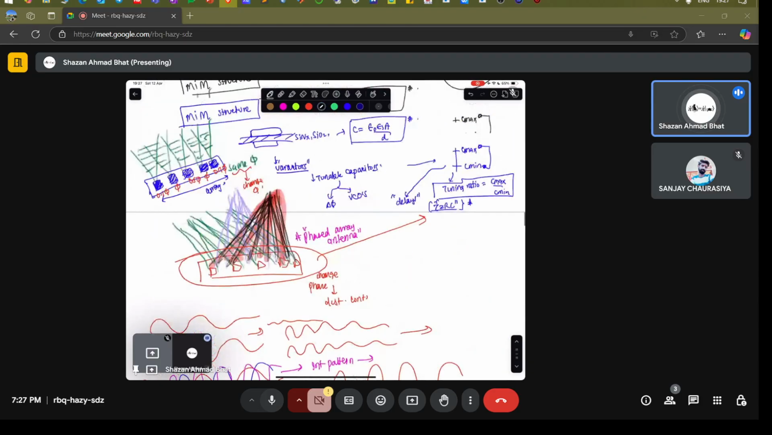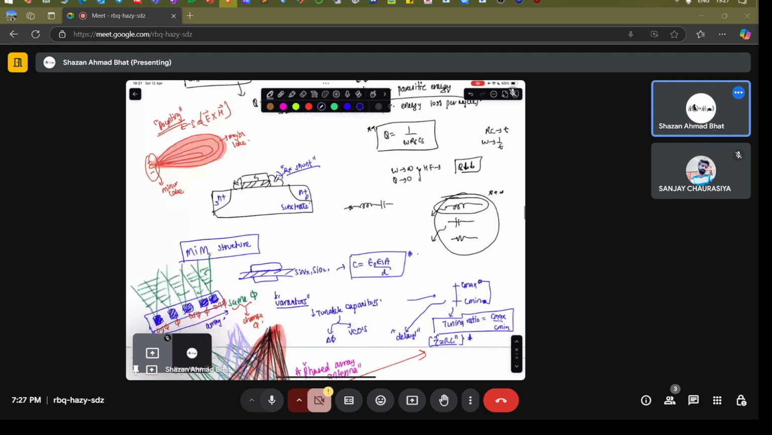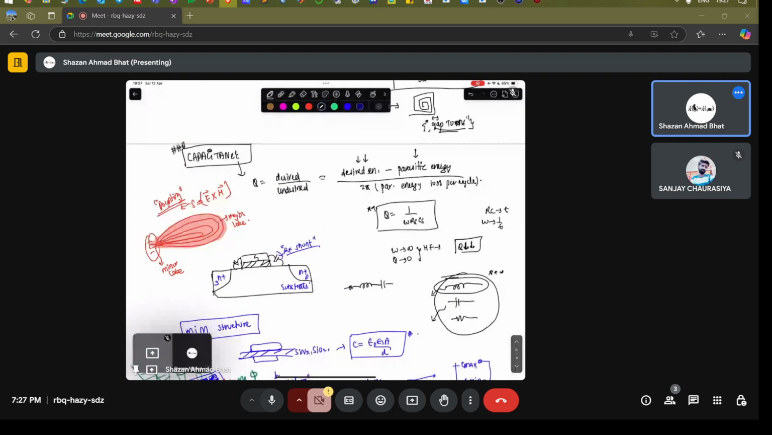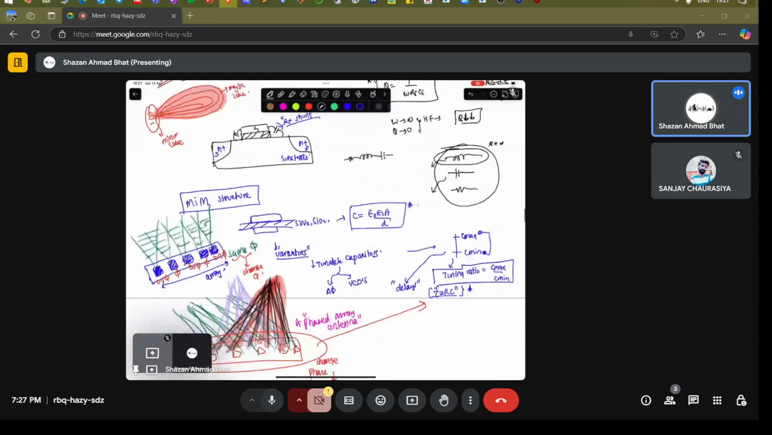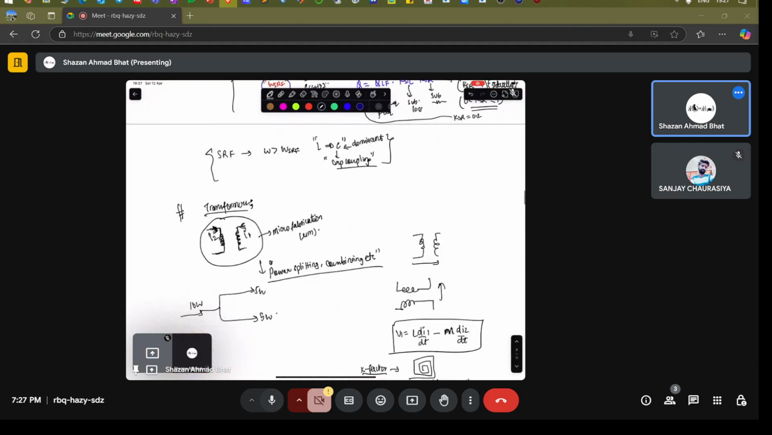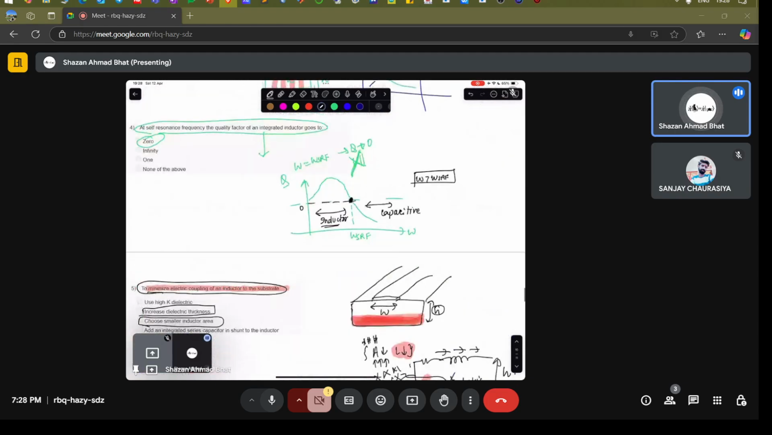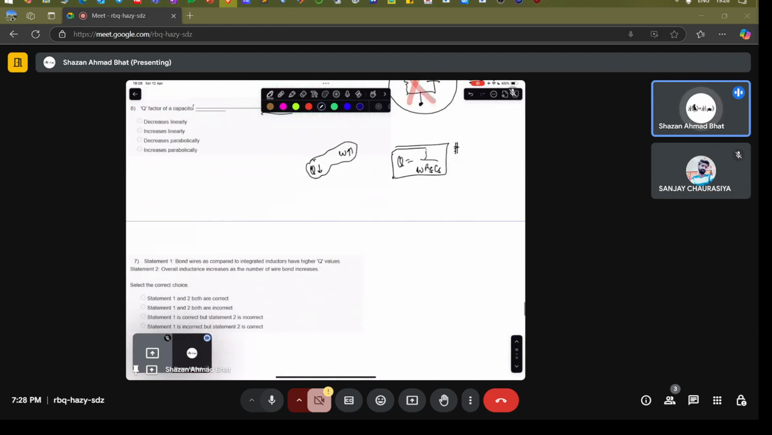Q factor of a cap. I think we discussed it. Where did we do? Yes. Okay, so it reduces with respect to the change in the frequency based on this particular relation.